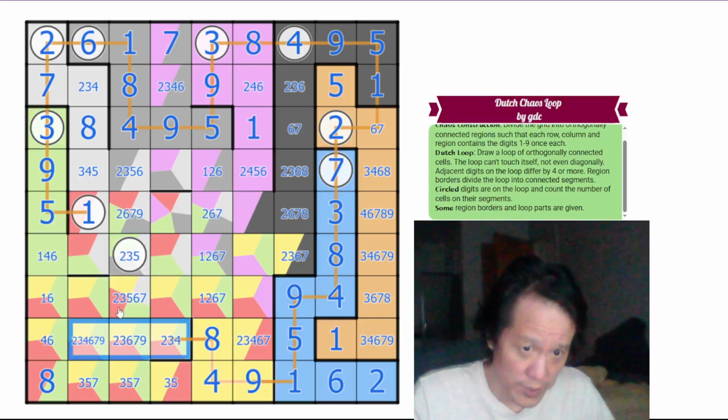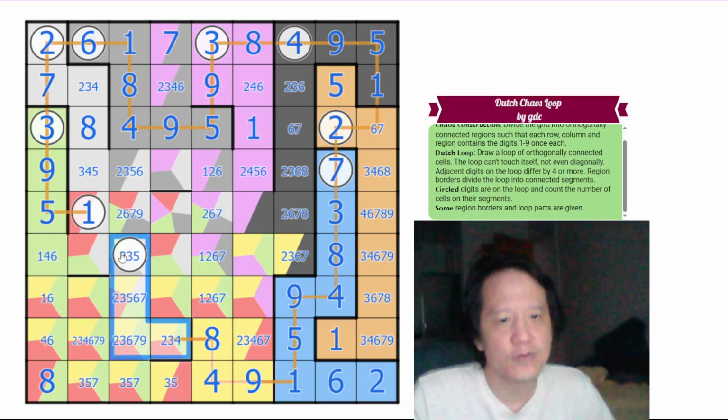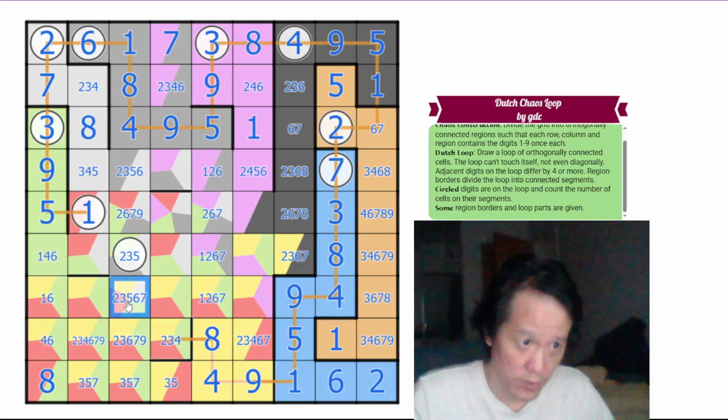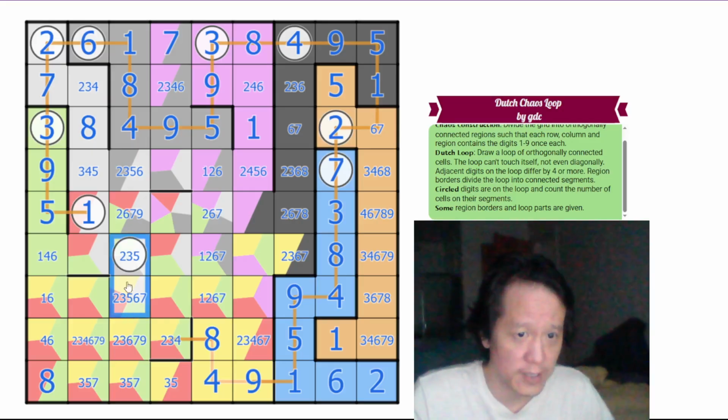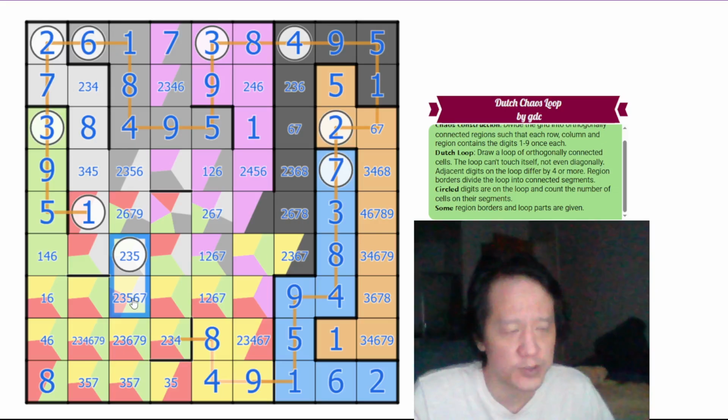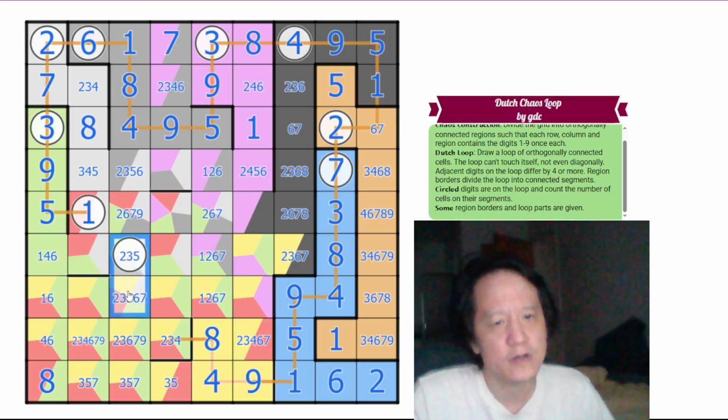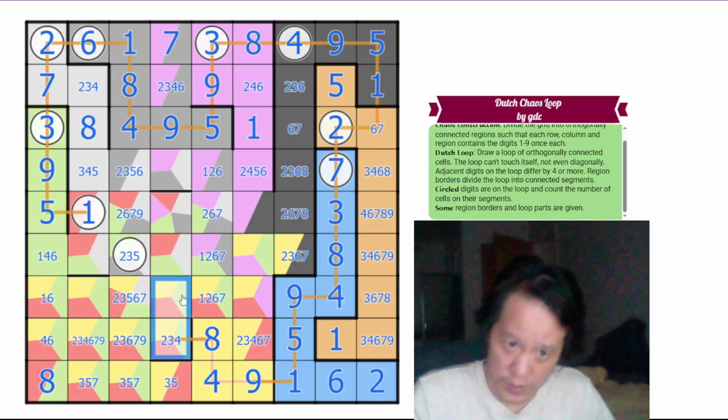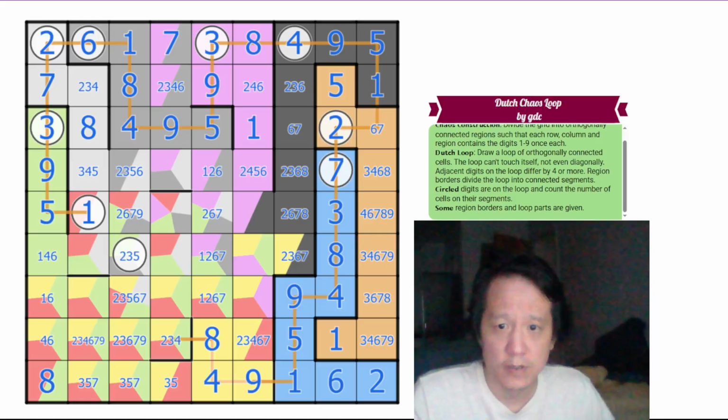If it tries going this way, the problem is that it would basically loop here. This would be high. This would have to be guaranteed low or 5. But then none of those are 4 or more away from 2, 3, and 5. So it cannot go this way. It has to go this way then. So it has to go this way.